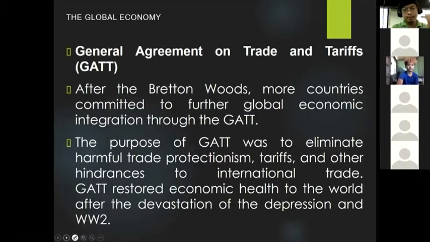So that was the gold standard, mercantilism, galleon trade, Silk Road, the Bretton Woods Agreement. These are different stages of the development of the global economy or economic.